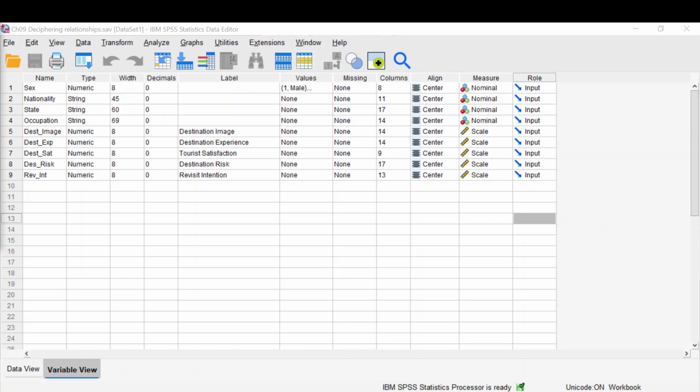So let's just pick two at random here. Obviously, you wouldn't do this at random if you were doing a study. It would be based on the literature. But let's say we've looked at the literature and we've identified destination image and destination risk as two variables that we're interested in knowing whether they correlate.